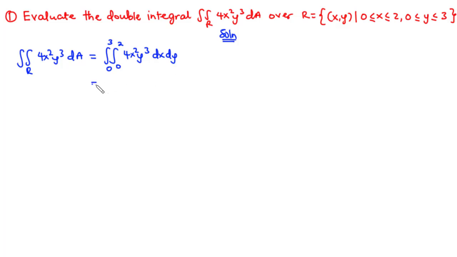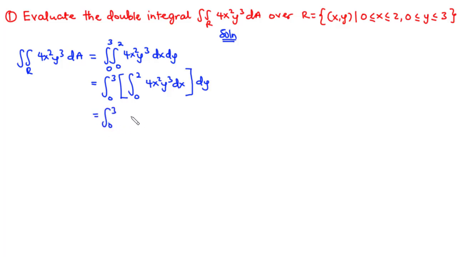So we express this as the integral from 0 to 3, which we keep on the outside, and then on the inside we have the integral from 0 to 2 of the function x squared y cubed dx, and then we have dy on the outside, meaning that we are going to perform the operation on x first. So we are going to integrate this function with respect to x, which means that we are going to keep the variable y as a constant.